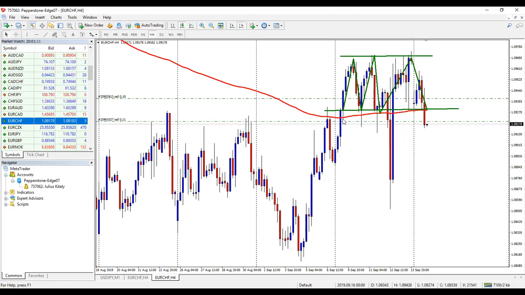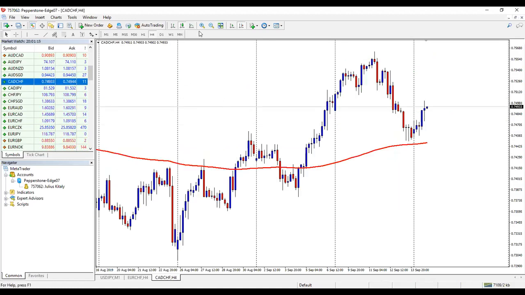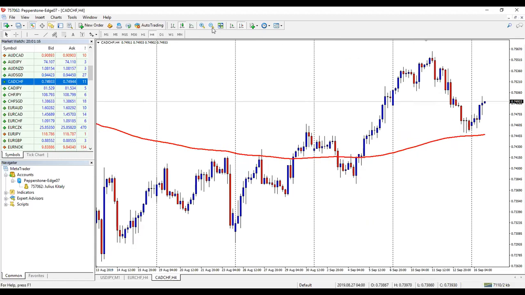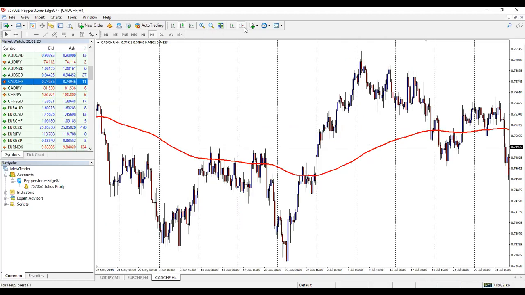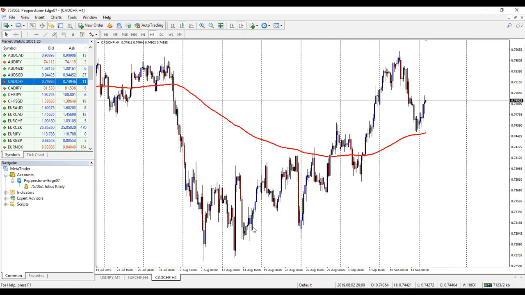So this one is not very clear on what we want to discuss, because we want to discuss an uptrend before we come to a downtrend. Maybe this one will help us somehow. You see, guys, we have this stuff here. This is Canadian dollar, Swiss franc.